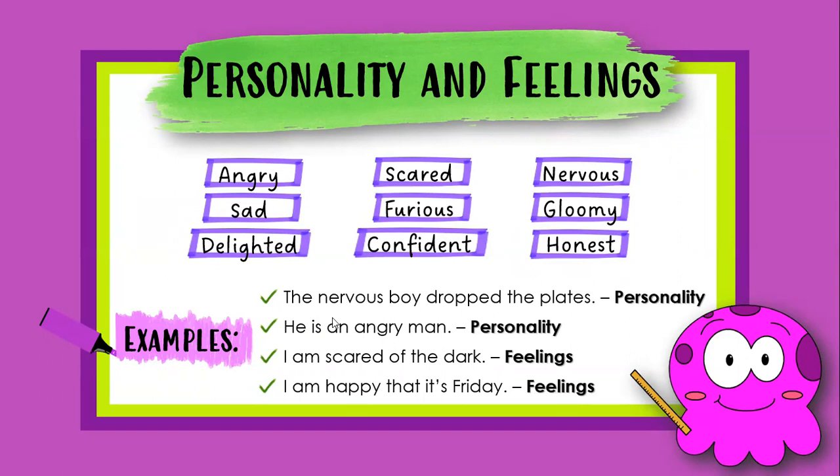If I say, the nervous boy dropped the plates. If I'm talking about a boy who is always nervous, then nervous describes his personality. Nervous is the adjective. I can also say the boy is nervous. In that case, I'm talking about how he feels.